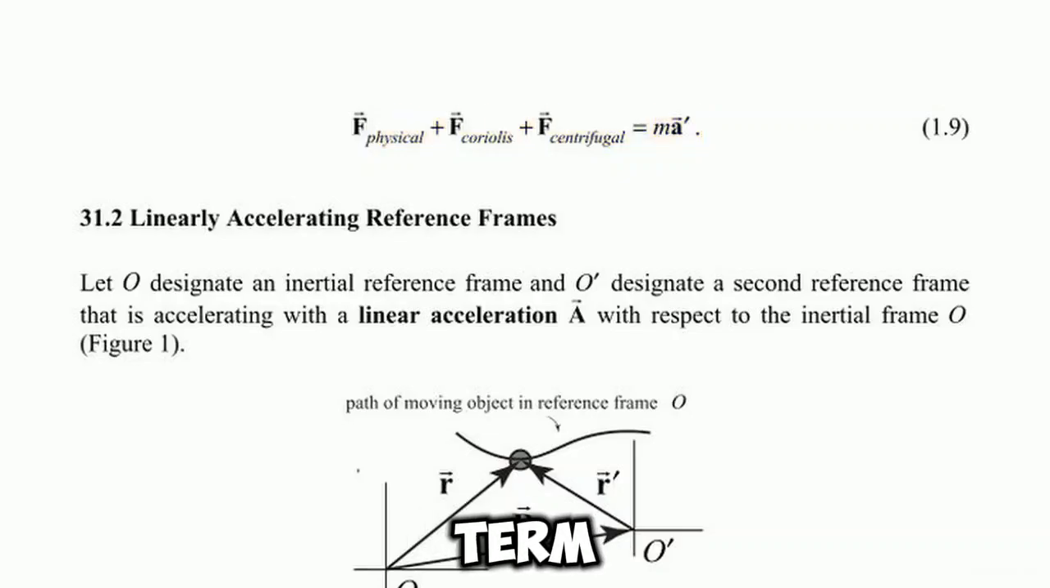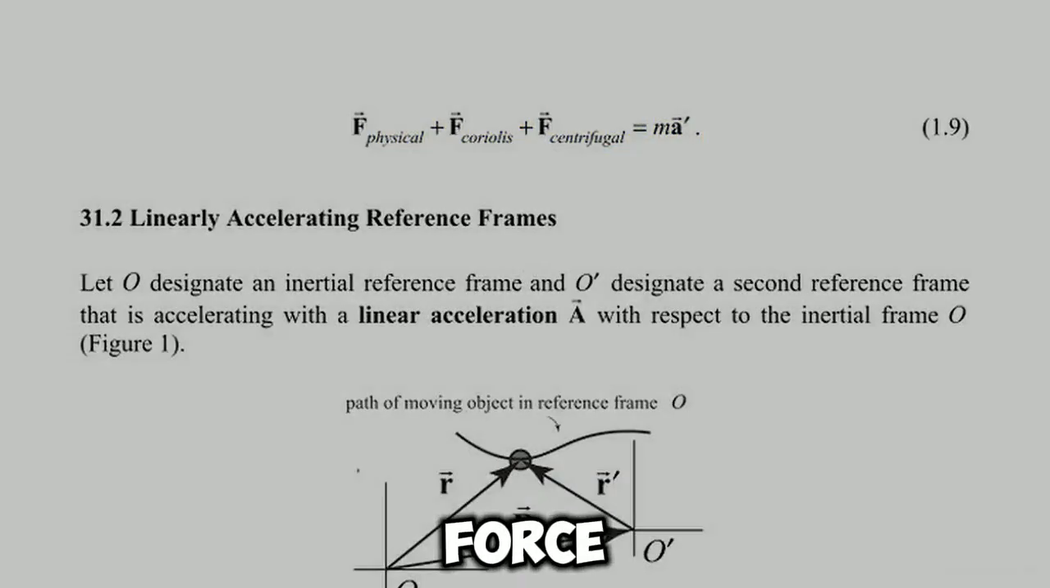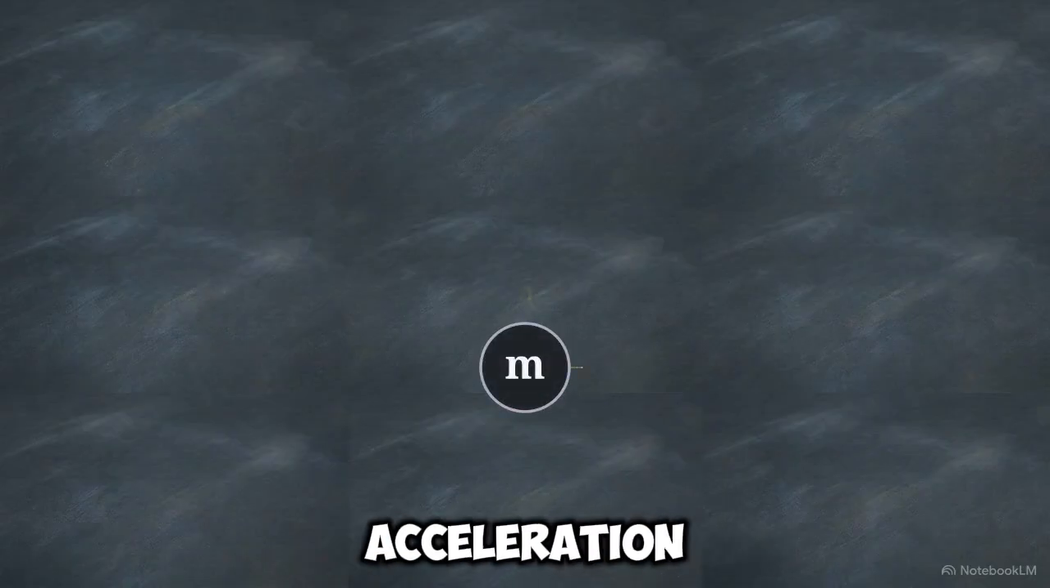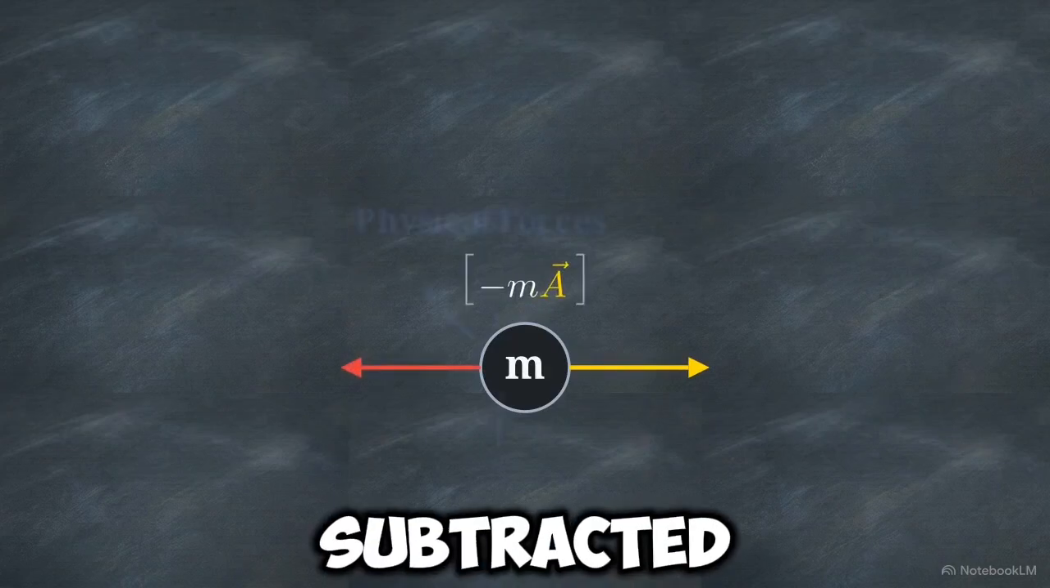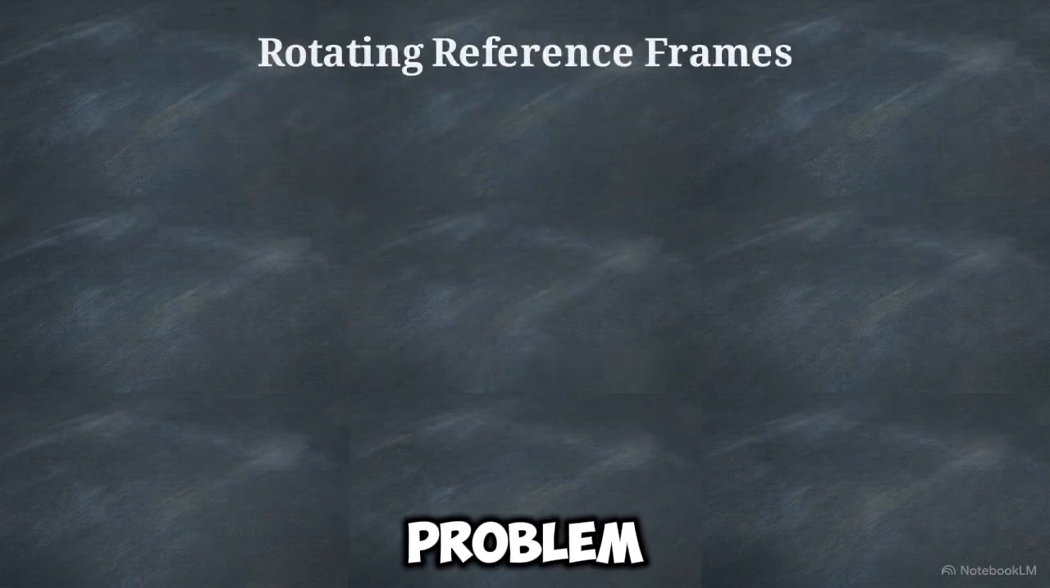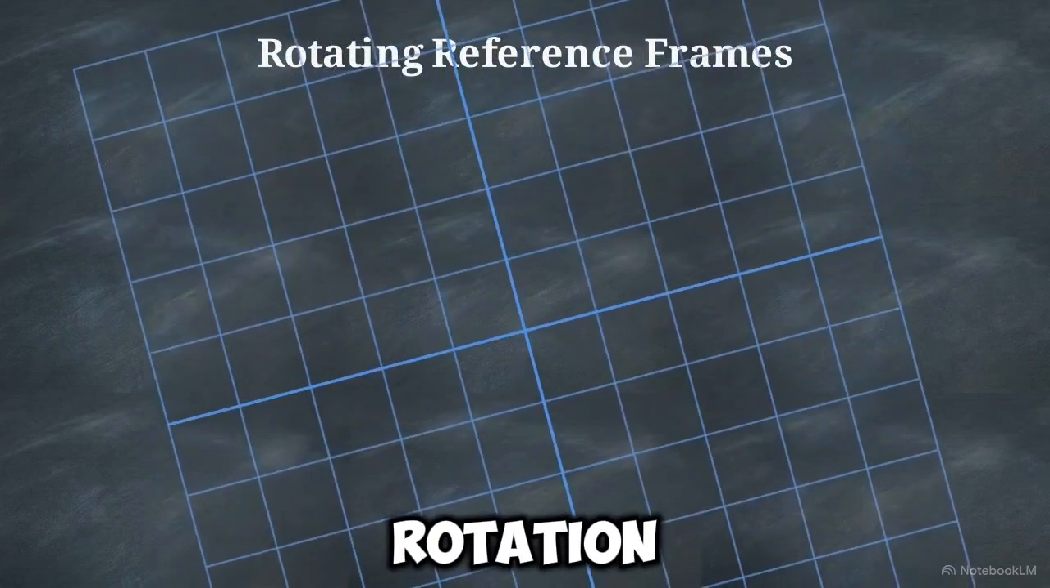That extra term, negative ma, is exactly what we define as a fictitious force. A fictitious force is not magic. It is strictly the mass of the object multiplied by the acceleration of your measuring frame, subtracted from the physical forces at play. Now we upgrade the problem from linear acceleration to rotation.